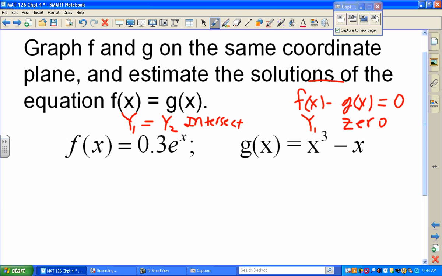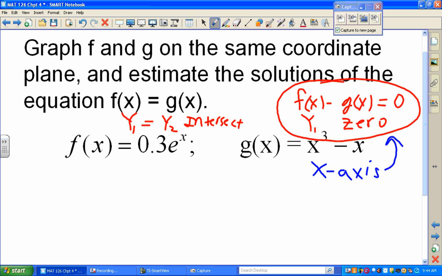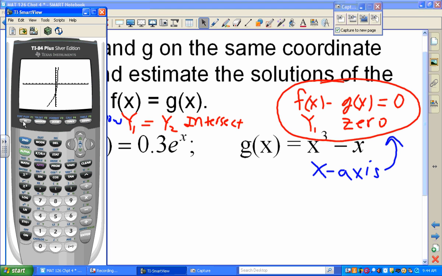Why am I a fan of this? Well, for one, here you're looking for the y values, and I don't know how big the window has to be to see the y values. Here, the y values are going to equal 0, so I always look at the x-axis. I don't have to worry about how high or how low to go. Here my window has to be adjusted. That's why I like the second one. You can do it either way. I'm going to do it this way.